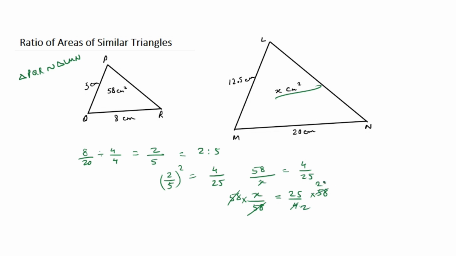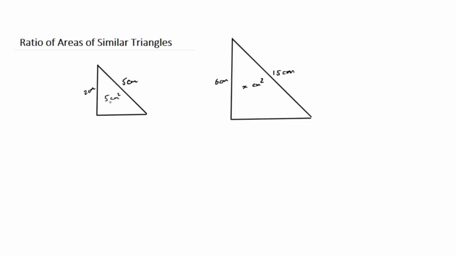So we get 25 times 29, which will be equal to 725 over 2. And that when we divide by 2, we can get 362.5 square centimeters. So we can just replace that here. We can write it as 362.5 square centimeters.